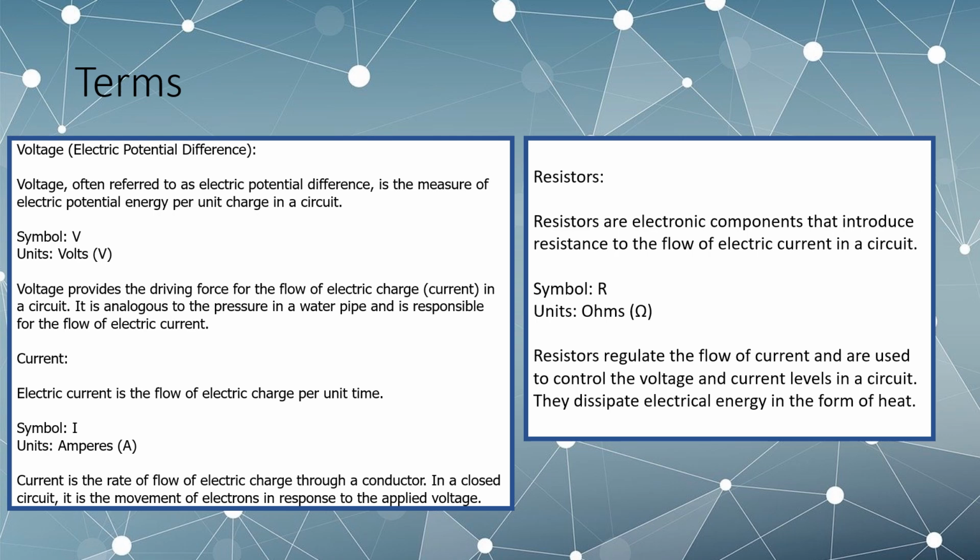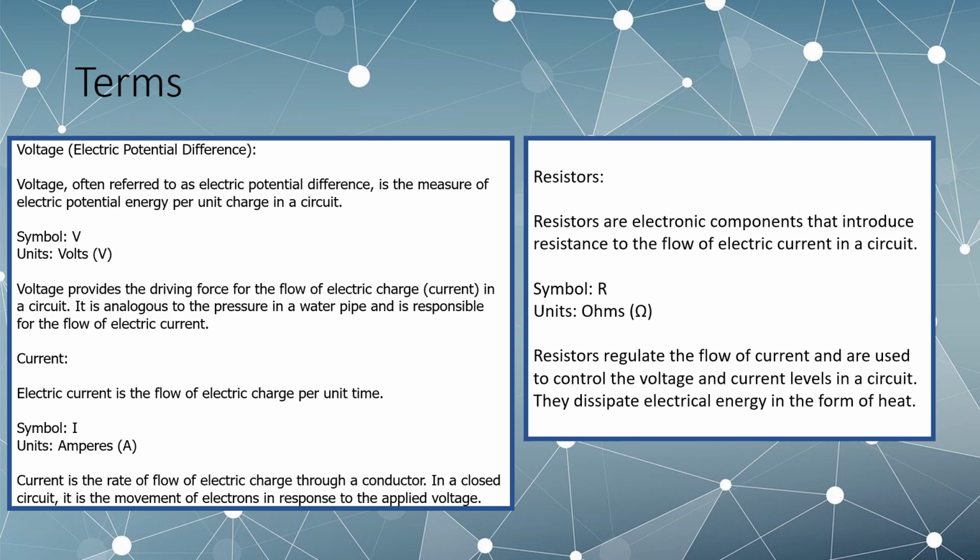It is analogous to the pressure in a water pipe and is responsible for the flow of electric current, which leads us straight into current, which is the flow of electric charge per unit time. It's given the symbol I and has the unit amps or amperes, given by the letter A. Current is the rate of flow of electric charge through a conductor. In a closed circuit, it is the movement of electrons in response to the applied voltage.